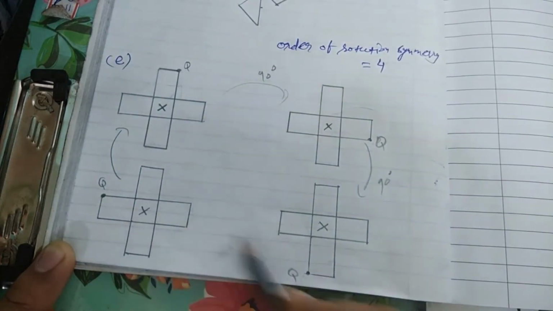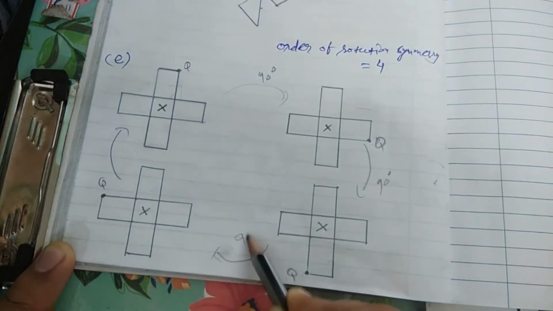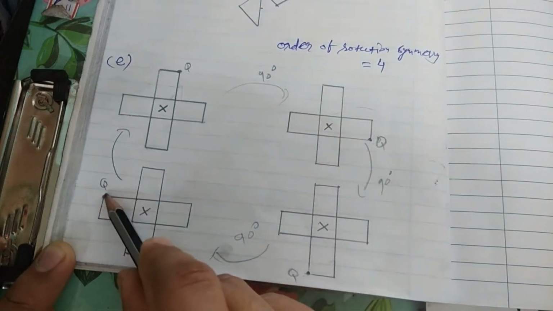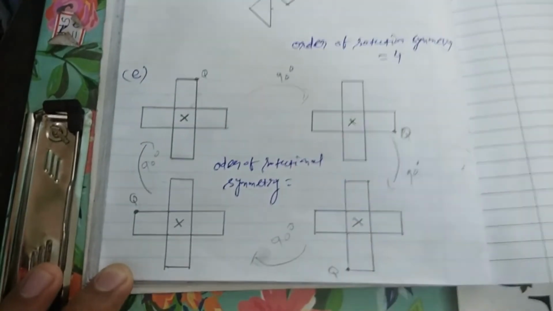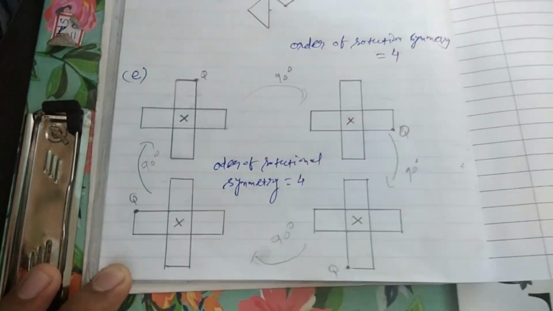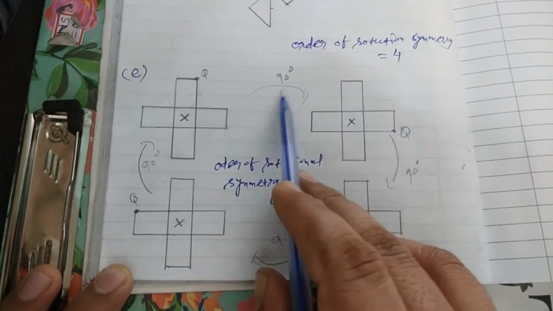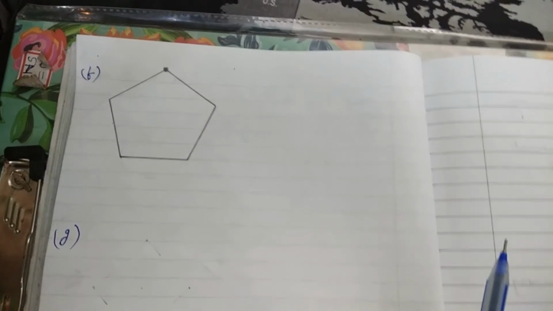Again, rotate by a 90 degree angle, we get Q here, and again at a 90-degree angle we will get exactly the same shape. So the order of rotational symmetry for this shape is 4 and the angle of rotation is 90. Next one, it is a regular pentagon.